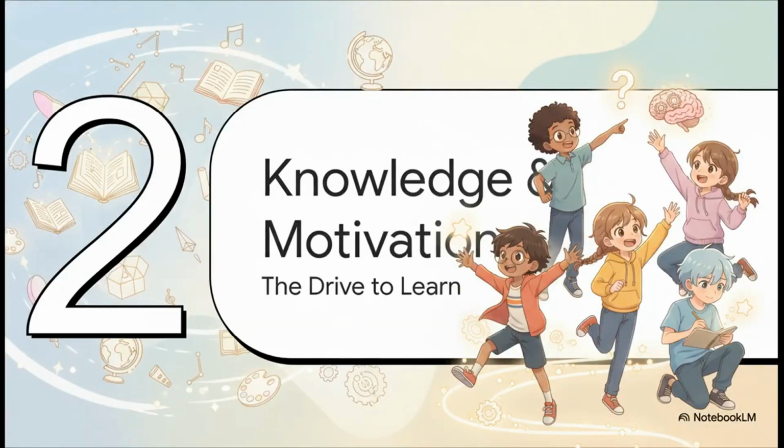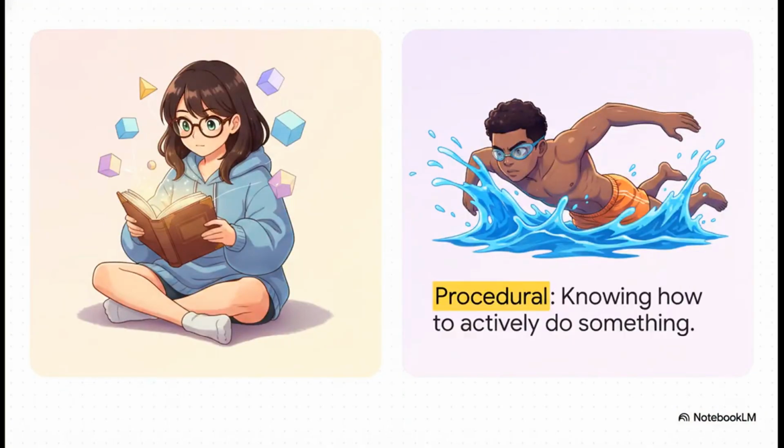Moving on to Section 2, Knowledge and Motivation. Let's talk about the drive to learn. To really grasp this fast, we need to compare 2 major concepts. First, you've got declarative knowledge. This is the what. Your facts, your theories, your textbook definitions. It's like memorizing the exact steps to swim by reading a manual. Procedural knowledge, though, that's the how. It's totally process-oriented. It's actually jumping into the pool and swimming, or physically keeping your balance on a bike.